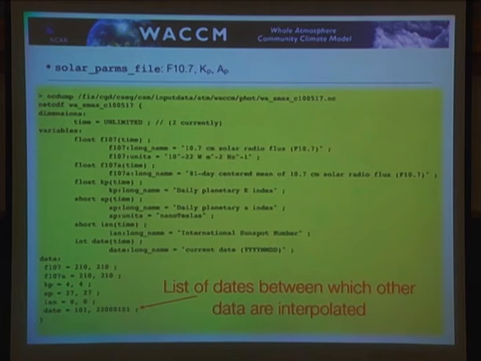Year, month, day format. You can have a time variation of solar cycles, and we have those input files as well, which have considerably more dates and considerably more different Kp and Ap values. Those would be a much longer file.